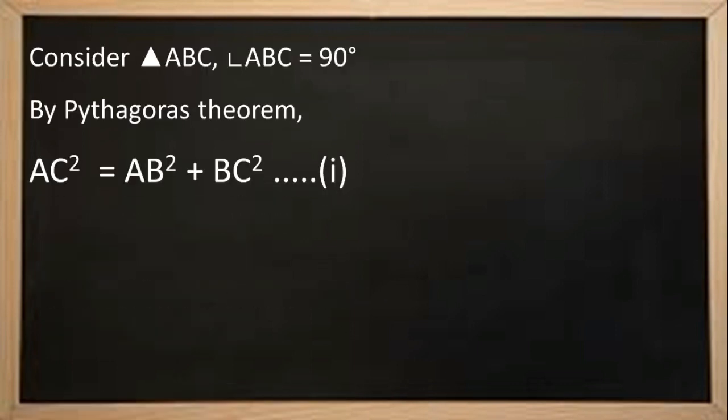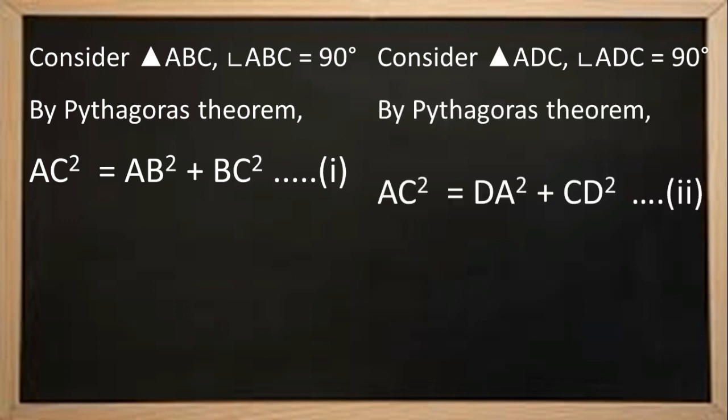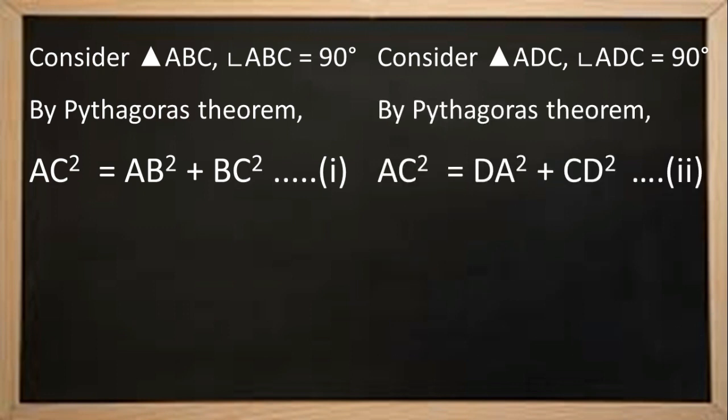Consider triangle ABC. By Pythagoras theorem, AC square is equal to AB square plus BC square. In a similar manner, for the other triangle ADC, where angle D is 90 degree, the result is AC square is equal to DA square plus CD square. Now what we need to do in this problem, already both the equations are equated to AC square. We need not rewrite. Now should we have to equate this or not?